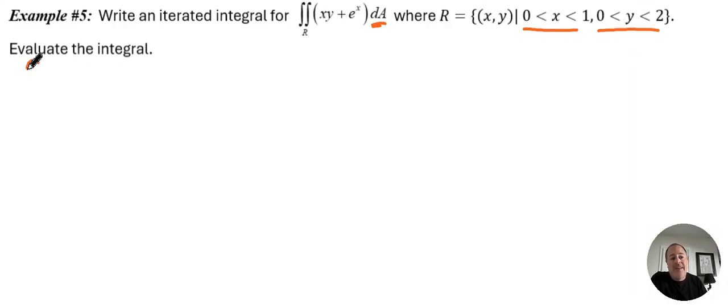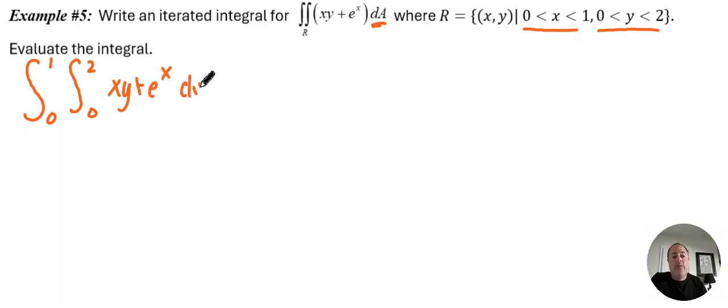If I want to integrate with y first, remember we work from the inside out. So the first thing we're going to do is 0 to 1 for x, and then the integration from 0 to 2 of xy plus e to the x, with respect to y first and then with respect to x. Remember, it doesn't matter exactly which one you do first, but this is just a suggestion, because then we're only looking at the integration of the variable y. So e to the x is actually a constant here.